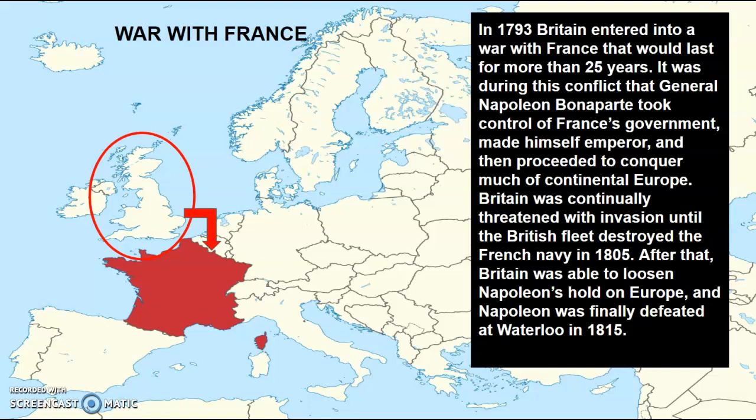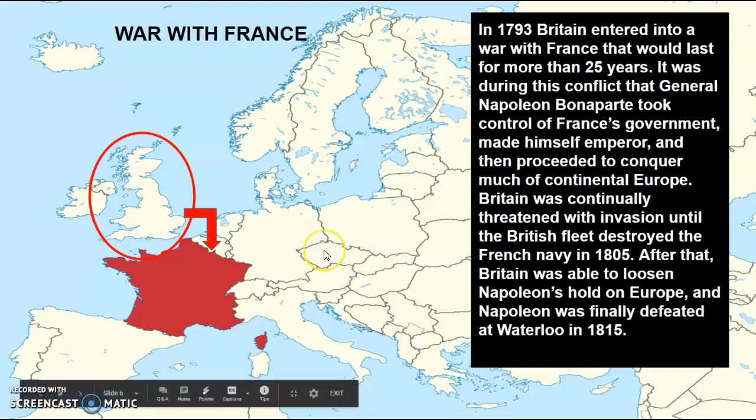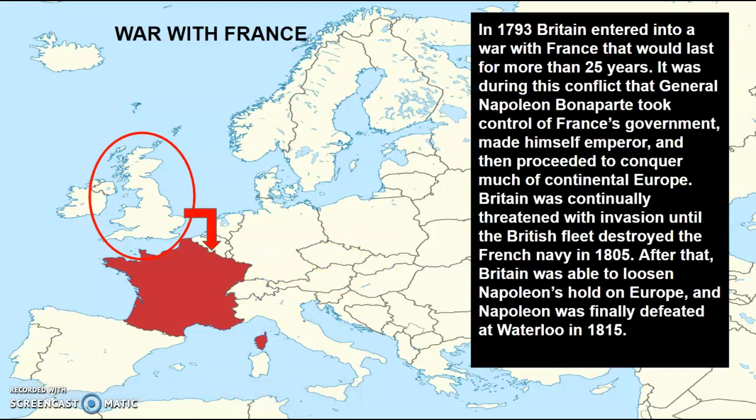War with France. In 1793, Britain entered into a war with France that would last for more than 25 years. It was during this conflict that General Napoleon Bonaparte took control of France's government, made himself emperor, and then proceeded to conquer much of continental Europe. Britain was continually threatened with invasion until the British fleet destroyed the French navy in 1805. After that, Britain was able to loosen Napoleon's hold on Europe, and Napoleon was finally defeated at Waterloo in 1815.